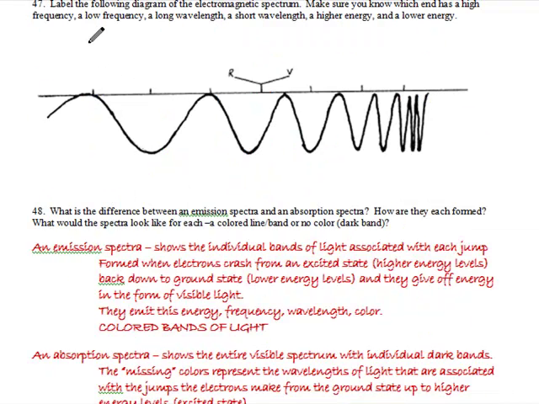Alright, 47 deals with labeling the following diagram. So you're going to have to look at a picture like this and ask yourself, where's the high energy, where's the low energy, where's the high frequency, and so on. So on this side, we're going to have high frequency. We're going to have low wavelength. Yep, see how short and close together those waves are?